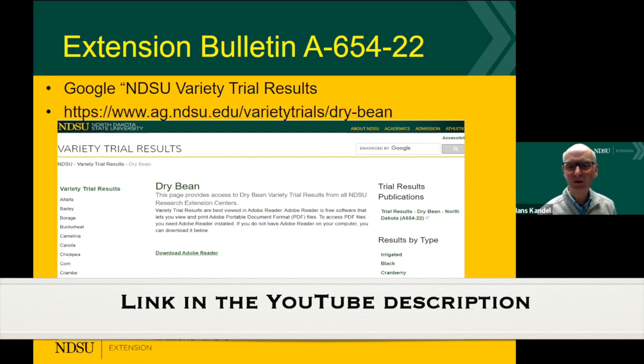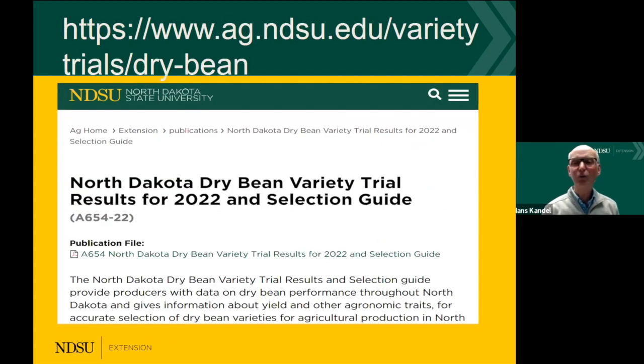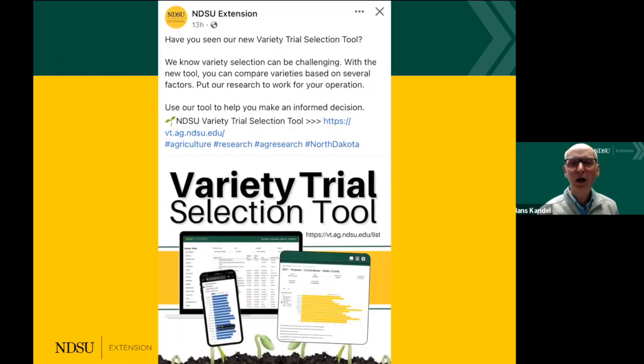And if you are on that site, you can then go to the trial results section, click over there, and you will get the variety trial booklet in PDF format. This will also be available at most of our extension centers, so you can obtain there a hard copy of this document.